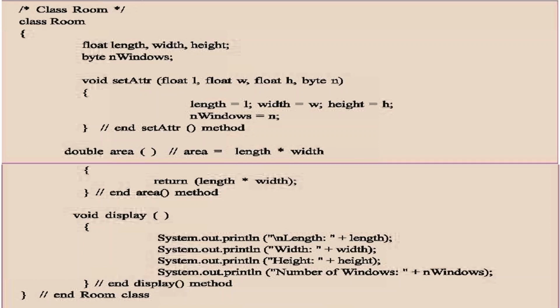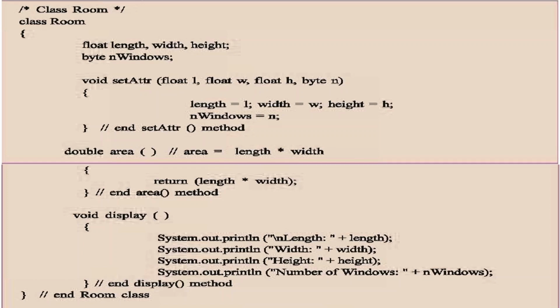And now the definition of the set attribute method. What we are doing in set attribute is nothing special. We are just assigning L to length, W to width, H to height, and N to n windows. We are just assigning values. Then that's the end of the set attribute method.